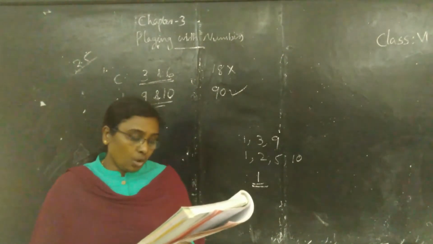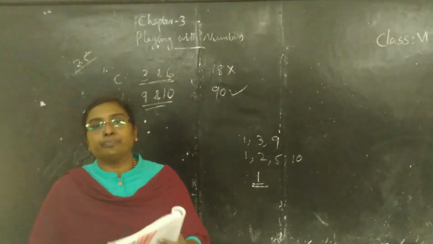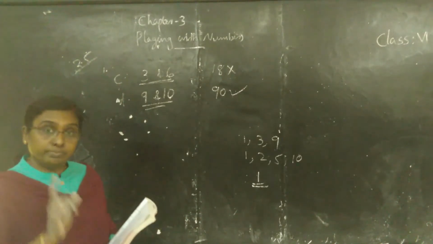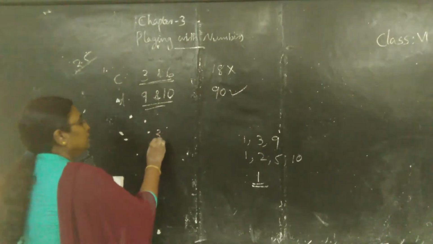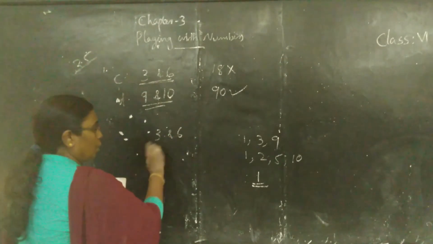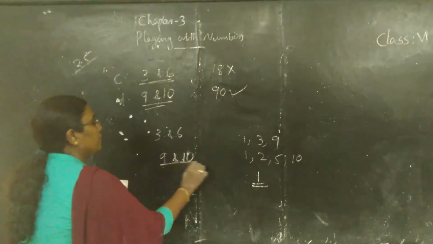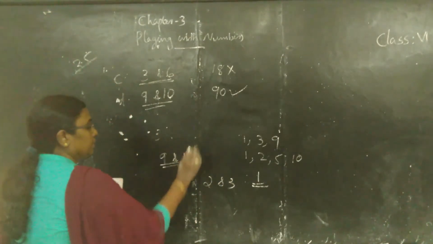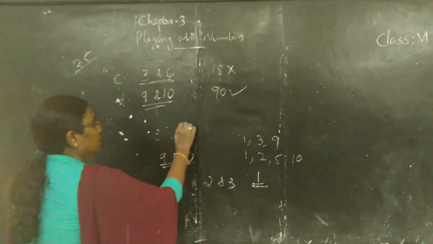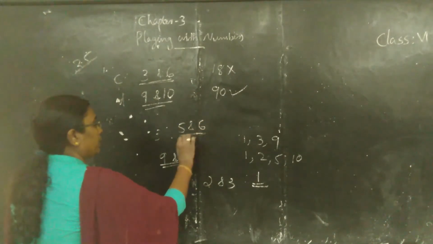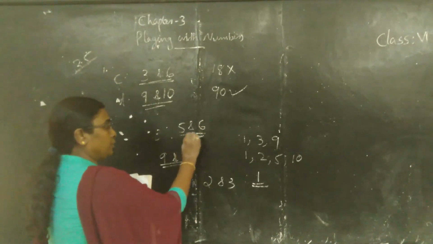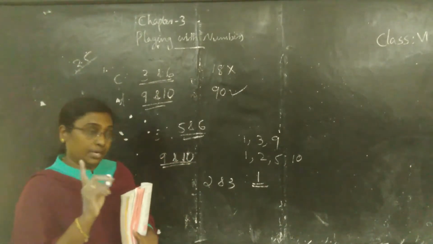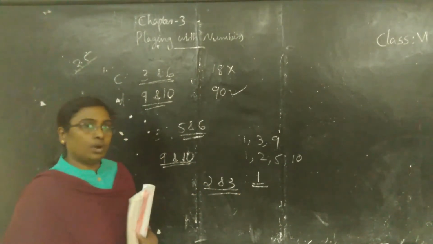Then, question number E. If two numbers are co-prime, at least one of them must be prime. Look here, 3 and 6 are not co-prime. Here, 9 and 10 are co-prime numbers. Or 2 and 3 are co-prime numbers. Then 5 and 6 are co-prime numbers. Isn't it? The common factor of 5 and 6 is 1 only. The common factor of 9 and 10 is 1 only. The common factor of 2 and 3 is 1 only.